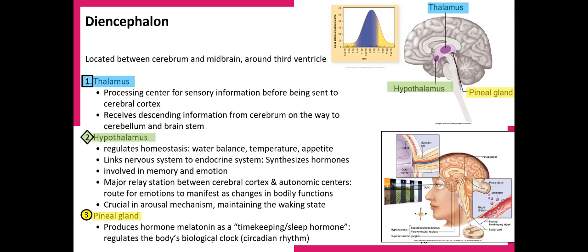Moving along to the diencephalon. Diencephalon has three main parts: the thalamus, the hypothalamus, and the pineal gland. So the purpose of the thalamus is that it's a processing center for sensory information before the sensory information is being sent to the cerebral cortex.